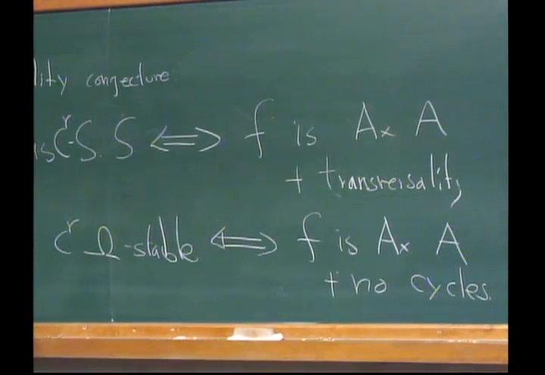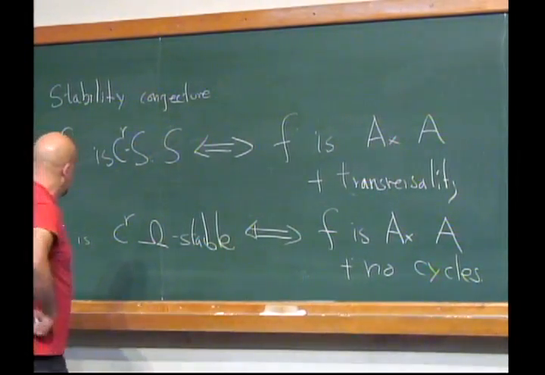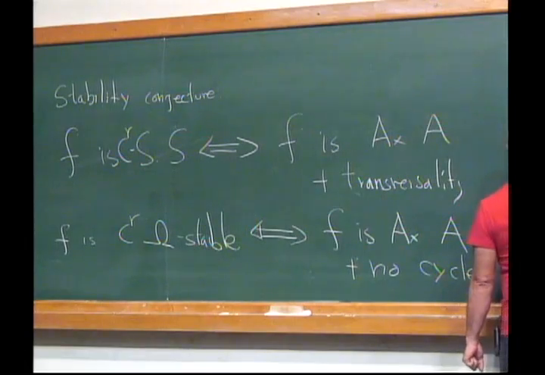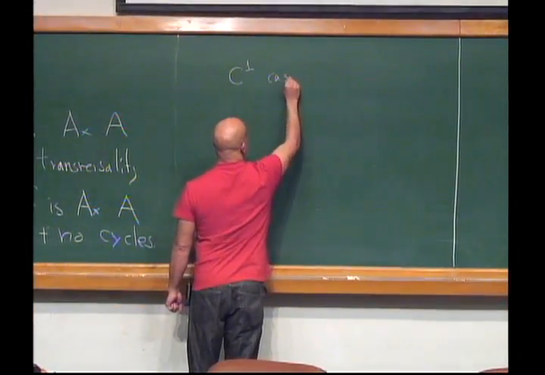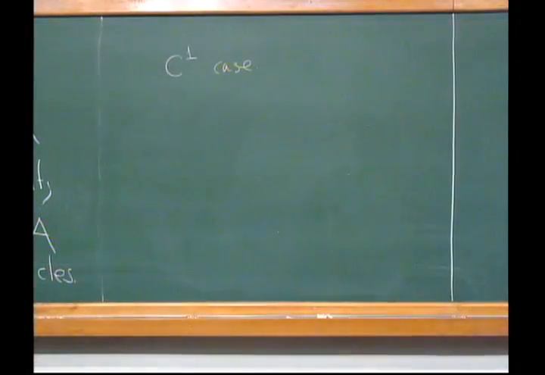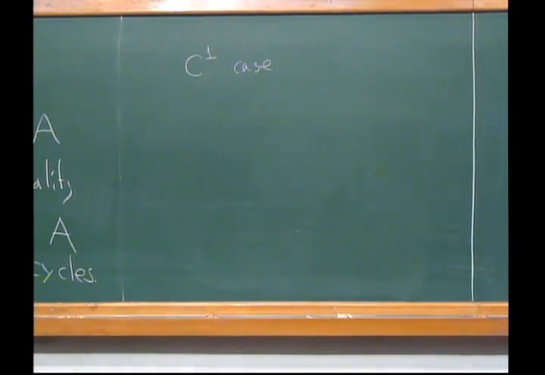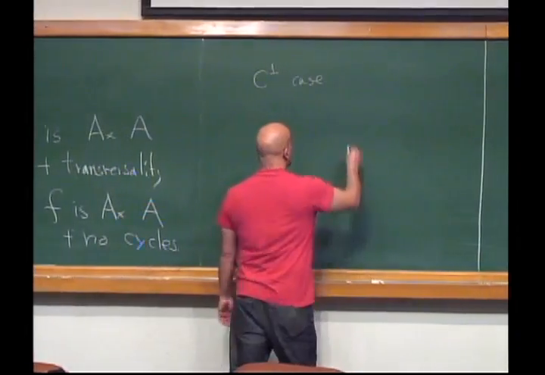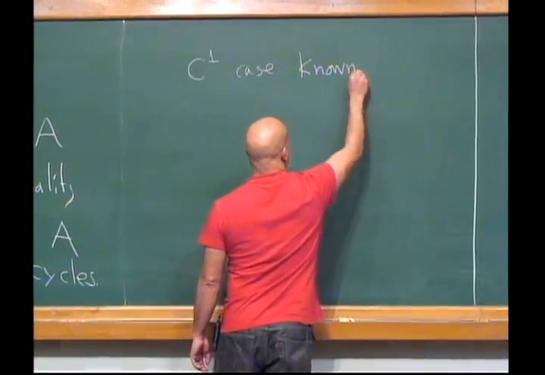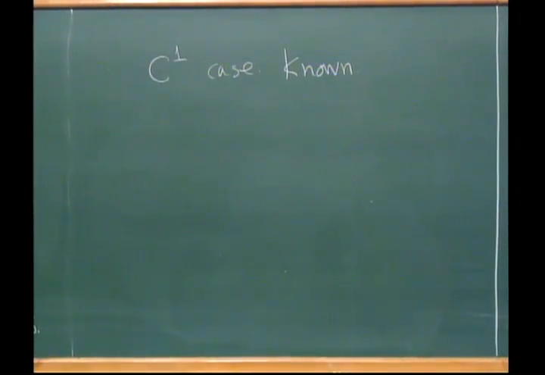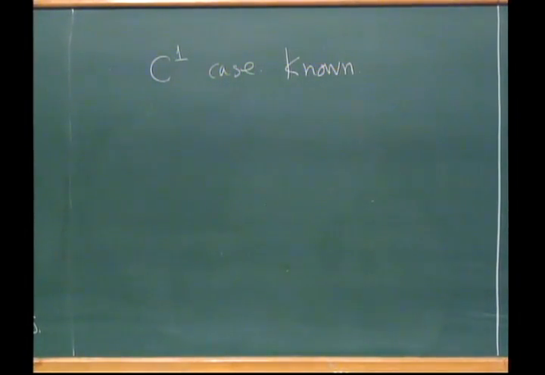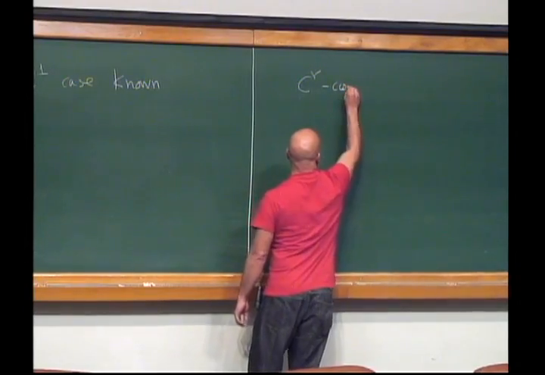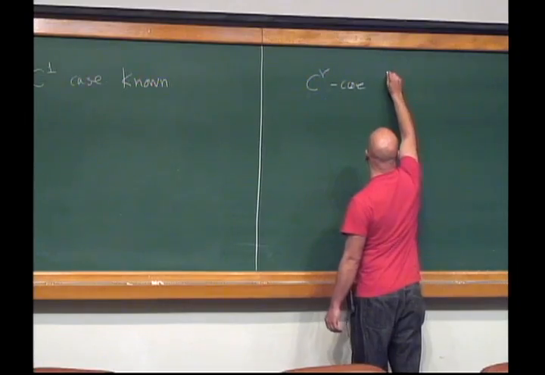Okay, so things seem to be very different depending on R. In the C1 case, these conjectures, which were stated by Palis and Smale, are known. Everything regarding stability is known in the C1 case. In the C^R case, almost nothing is known.